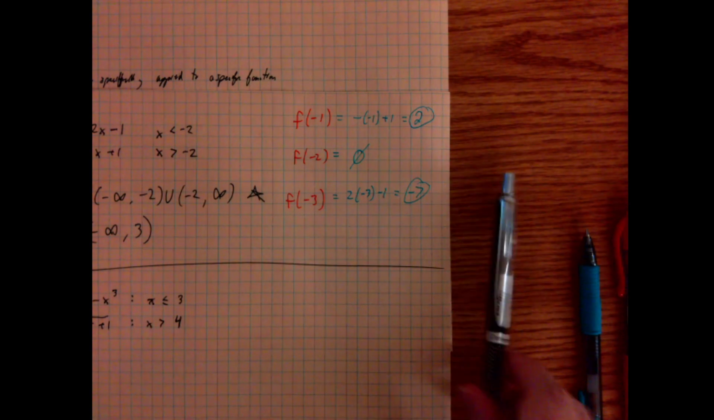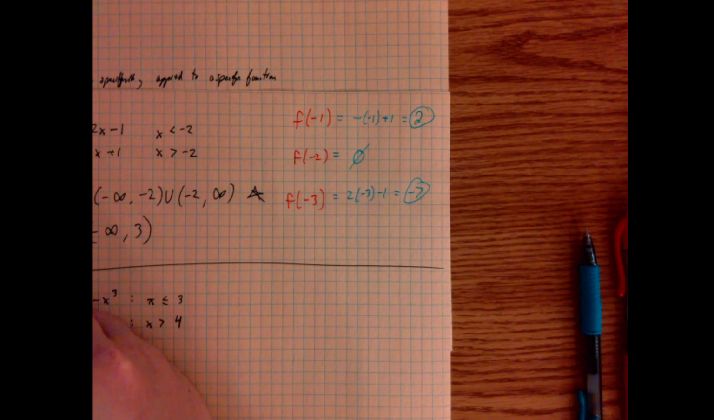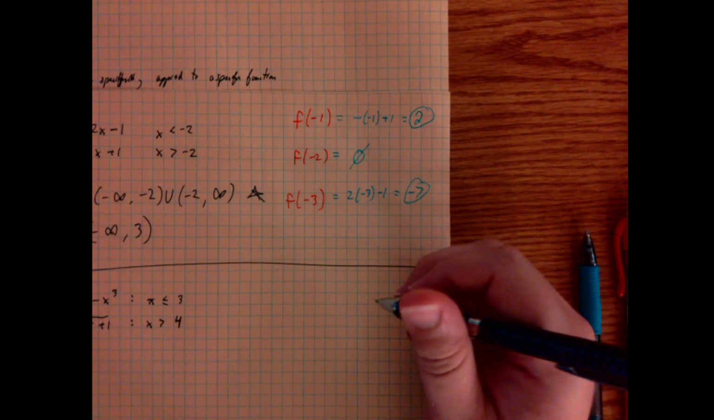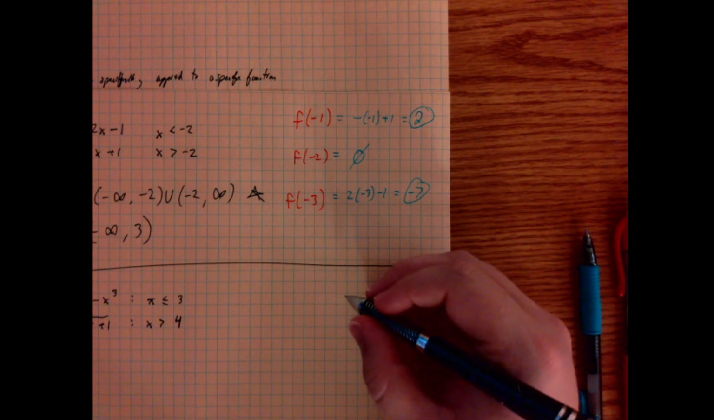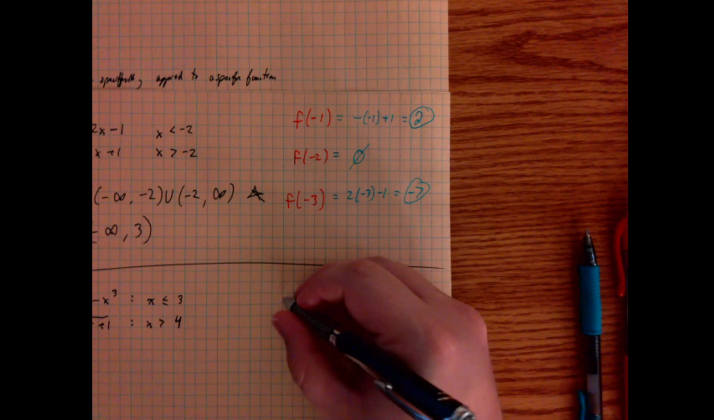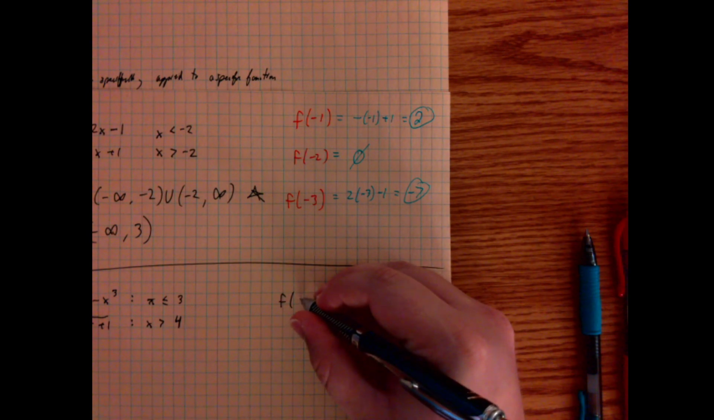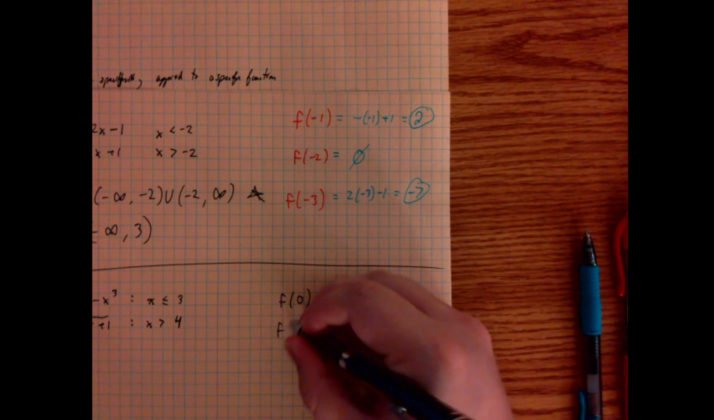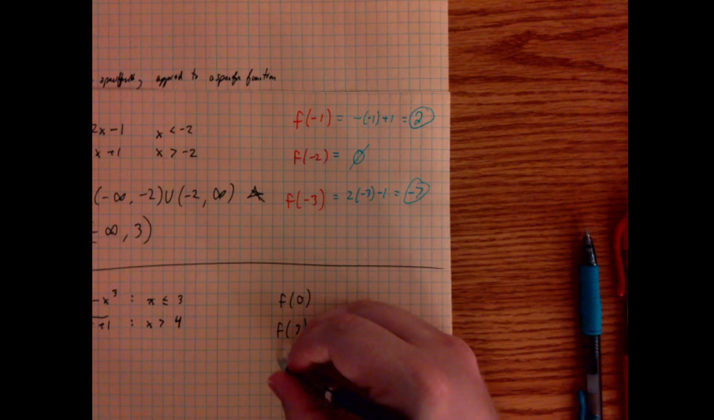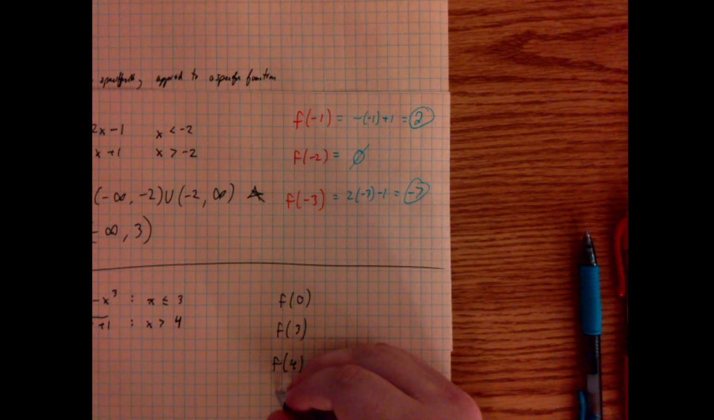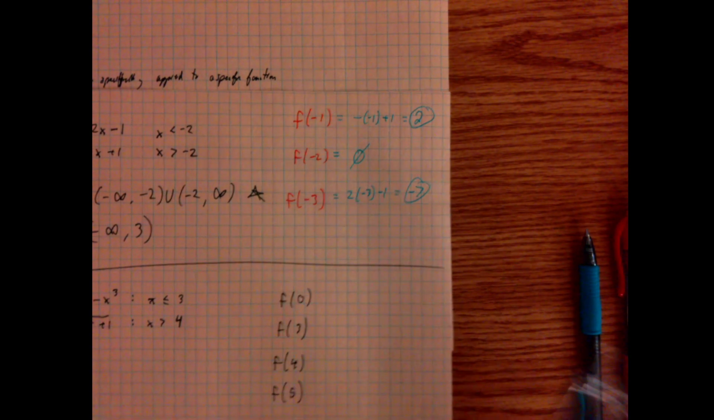All right. Let's ask a couple questions. So we're going to answer questions about the domain. We're going to answer questions about the range. We're also going to answer questions about these three. F of 0, F of 3, F of 4, F of 5.